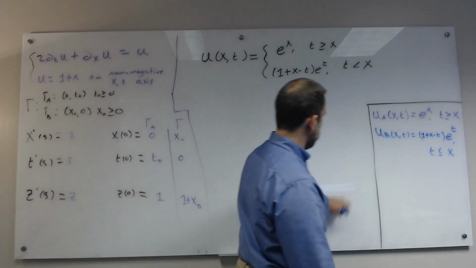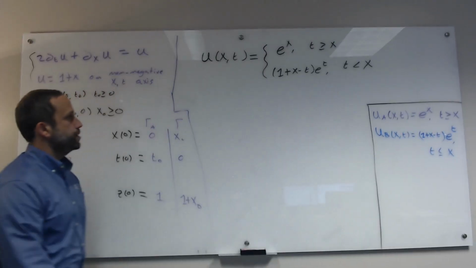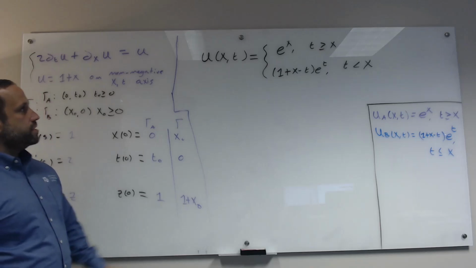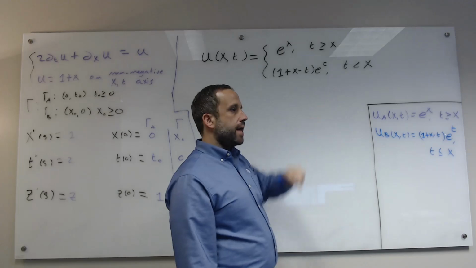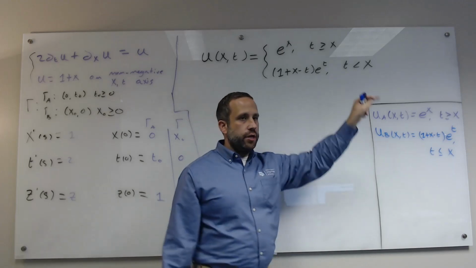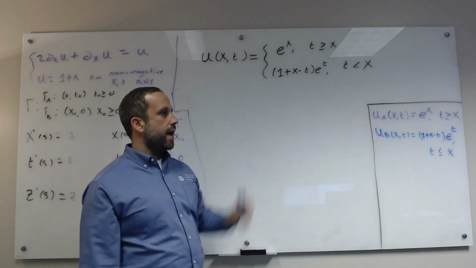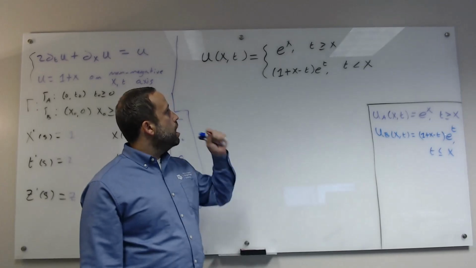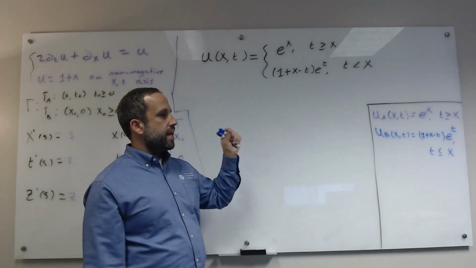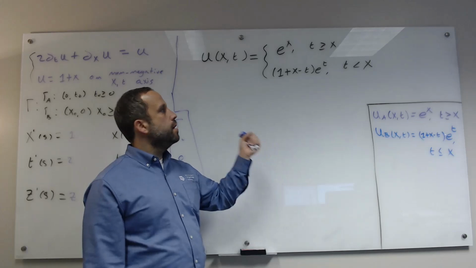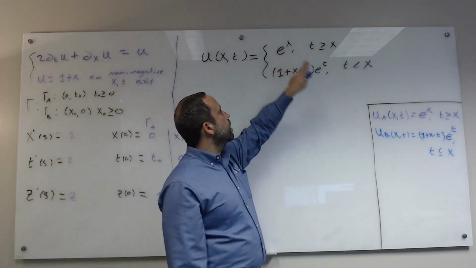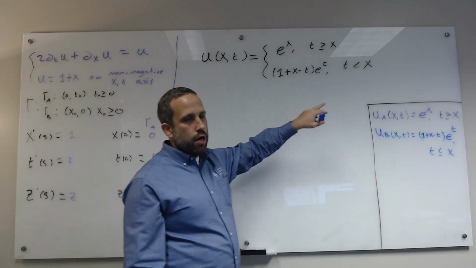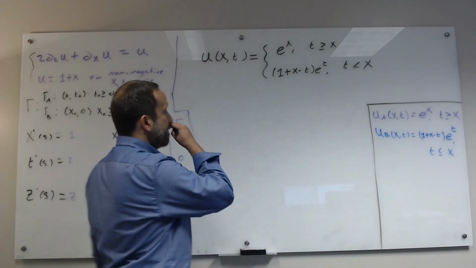So is it continuous, and is it continuously differentiable? Well, we know that this is continuous on the part of the plane that's above the line t is equal to x. This is continuous on the part of the plane that's below that line, t equals x. So what we now want to see is whether it's continuous across that line. In other words, if t is equal to x and I plug in t equals x here and t equals x here, are they equal to each other? And the answer is yes.